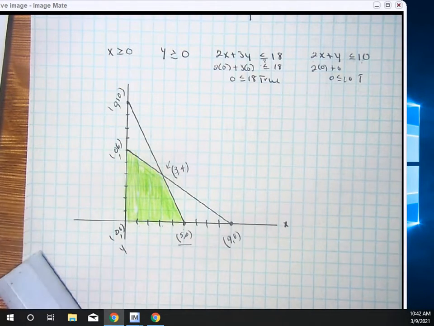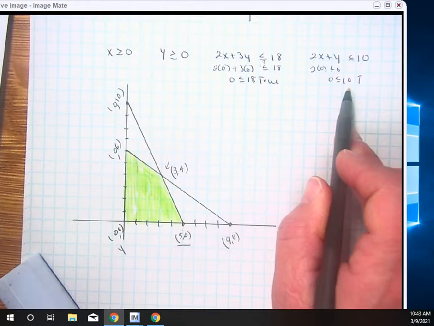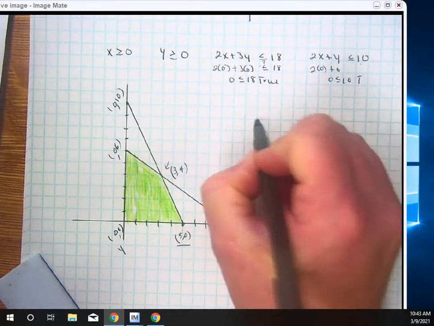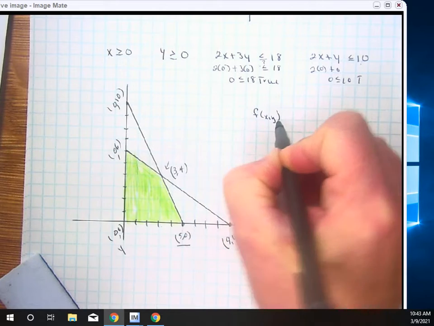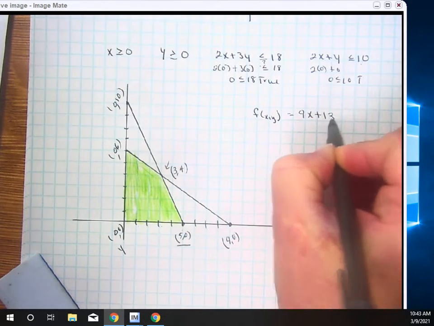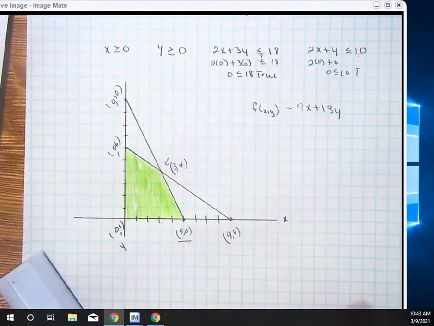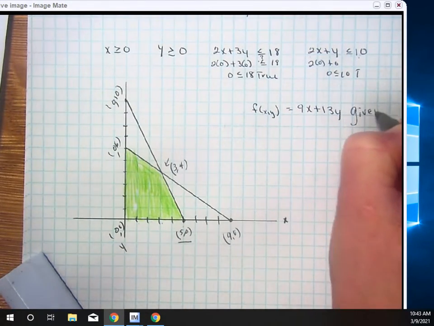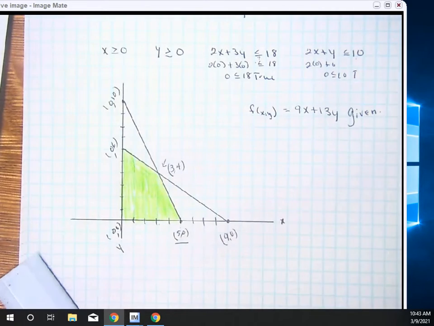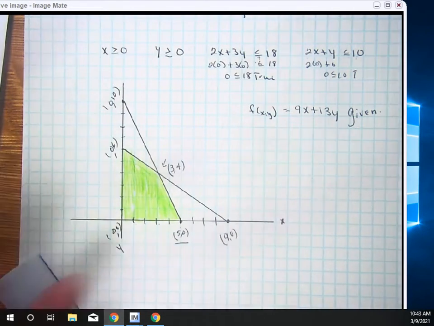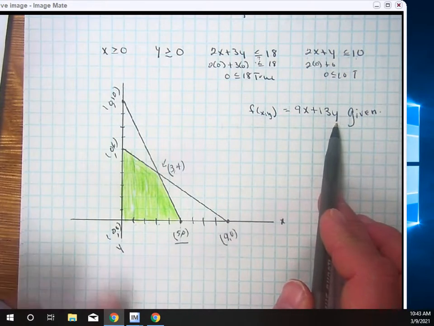Now, you put the values for your vertices in to find out if you have a maximum or a minimum. And we have a function that I have not given you. The function f(x, y) is equal to 9x plus 13y. So this was given, and they gave you these constraints.